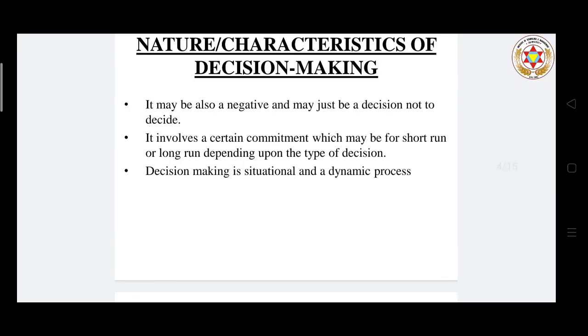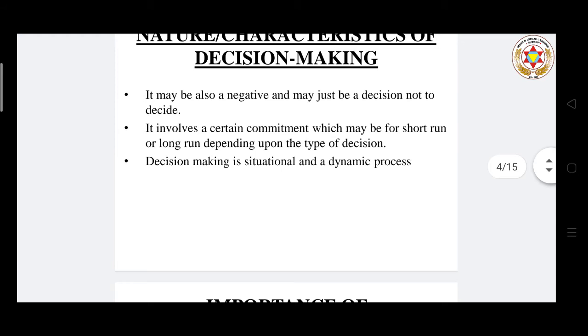The next is, it may also be negative, in the sense that a decision not to take a decision is a decision. So it involves a certain commitment which may be for the short run or long run depending upon the type of decision. And decision making is purely situational and it's a dynamic process.